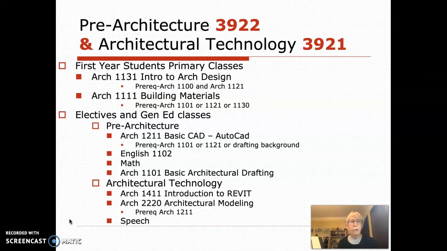For the architectural technology students, you will have already taken the basic CAD class, so you'll take a couple of more advanced CAD classes. Architecture 1411, which is Intro to Revit, and Architecture 2220, which is the architectural modeling class, the 3D drawing class. For gen eds, you'll take speech.